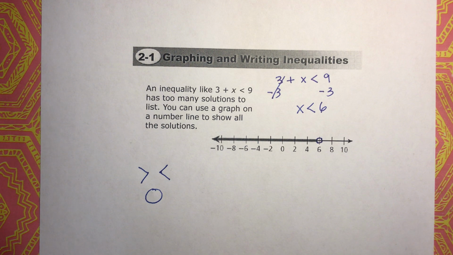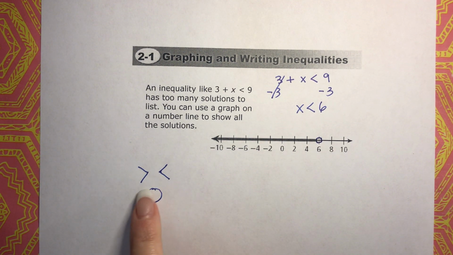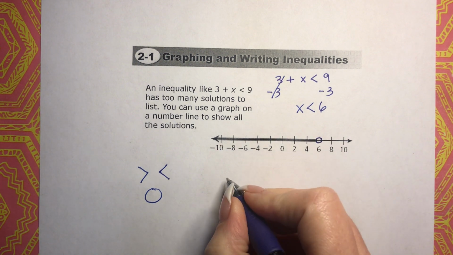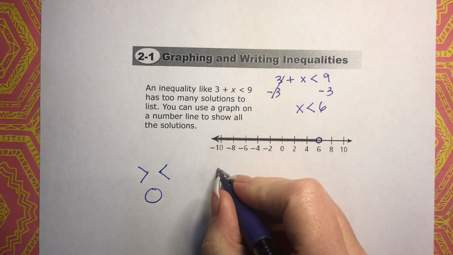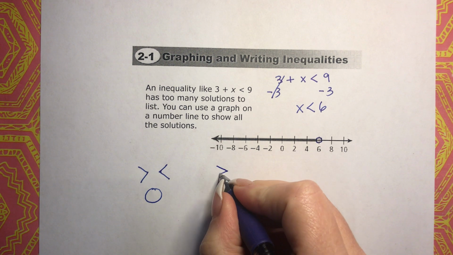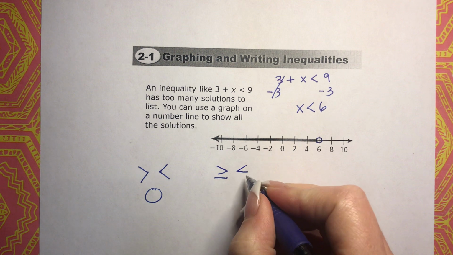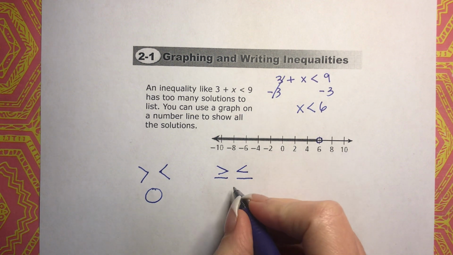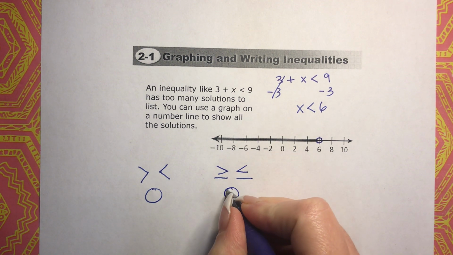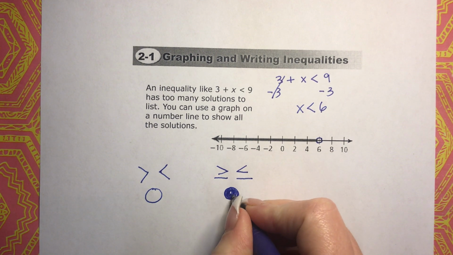Okay, so if we know that for greater than or less than we use an open circle, what do we use when we have a less than or equal to? And for that, we use a closed circle whenever we graph.